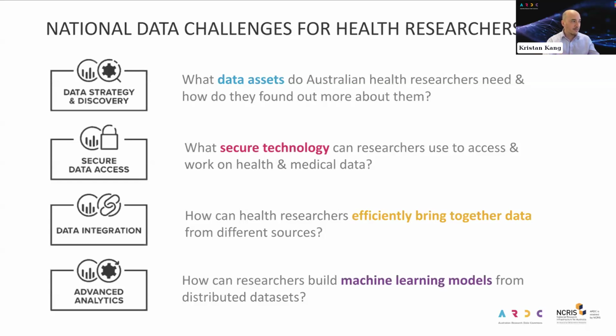Moving on to the second challenge, to work on data, there needs to be secure technology to allow secure access and use of the data. Thirdly, we want to be able to bring data together from different sources to integrate it together so that we can work on larger data sets, provide more statistical power and other advantages to research. And of course, AI, machine learning is really on everyone's minds at the moment. So that came out in consultation as well. How can researchers take advantage of machine learning to work on health data?